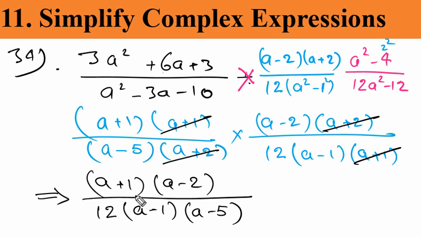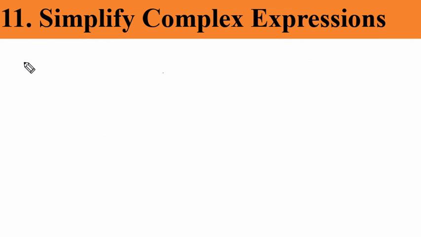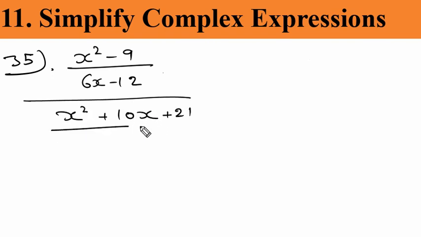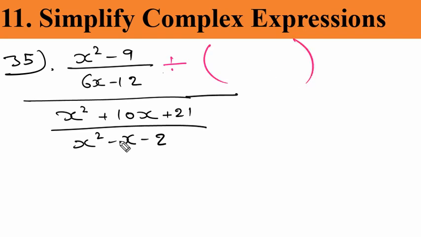I think now you can try. Okay, after that, this is just written in the form of a complex expression. Basically what they are doing is x squared minus 9 over 6x minus 12, and then there is a big division sign, x squared plus 10x plus 21 over x squared minus x minus 2. So when you have something like this, what does it mean? It means nothing but this divided by the same expression. So this whole expression will come here.